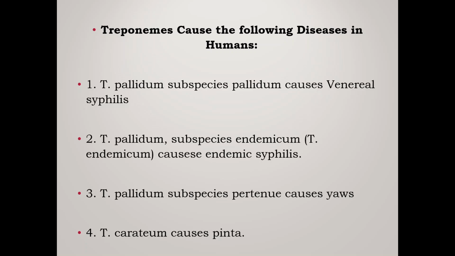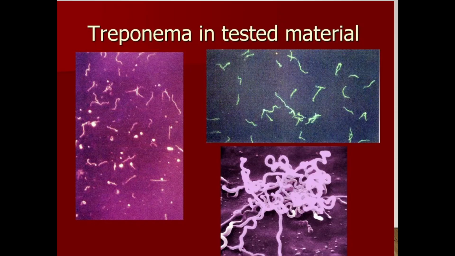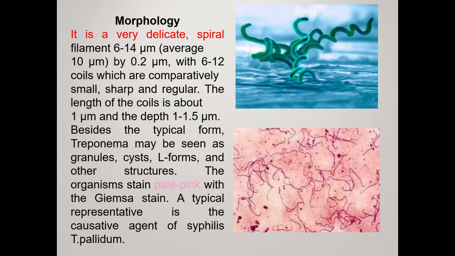Different subspecies of Treponema pallidum cause different diseases. On this slide you can see Treponema in tested material; you can use dark field microscopy and immunofluorescence microscopic techniques. Morphology. Treponema pallidum has very delicate spiral filament forms, with coils which are comparatively small, sharp, and regular.